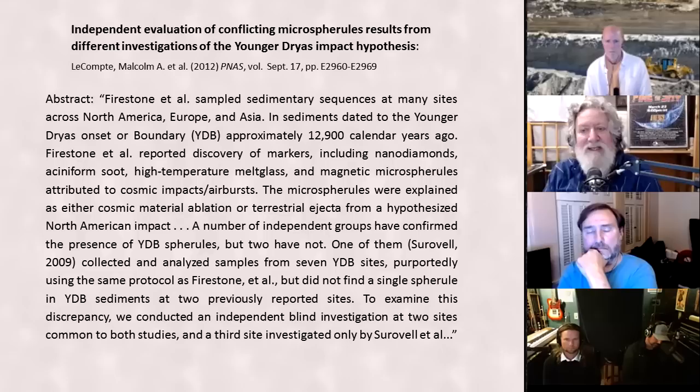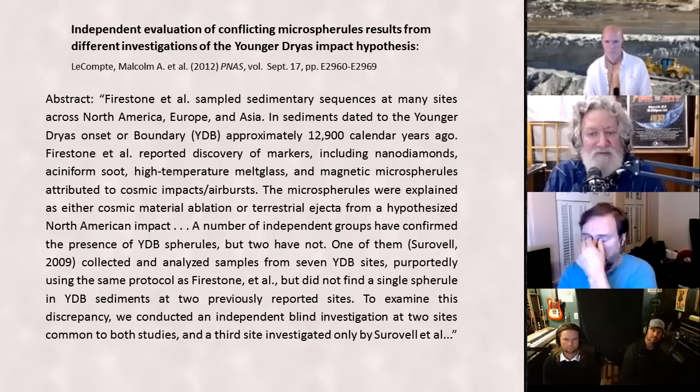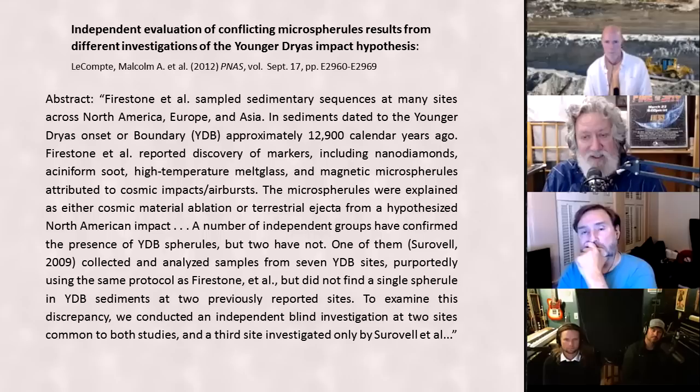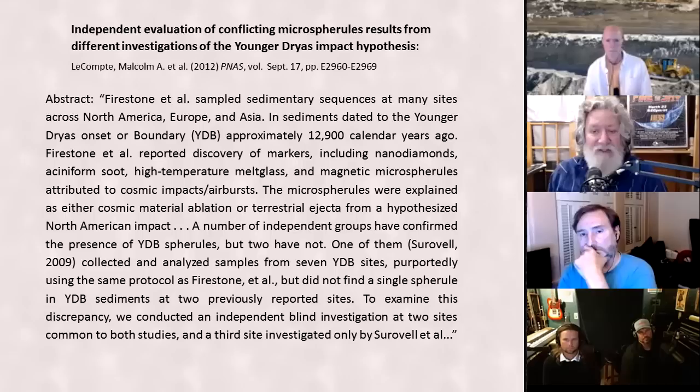The microspherules were explained as either cosmic material ablation or terrestrial ejecta from a hypothesized North American impact that initiated the abrupt Younger Dryas cooling. It contributed to megafaunal extinctions and triggered human cultural shifts and population declines. A number of independent groups have confirmed the presence of Younger Dryas boundary spherules, but two have not. One of them, Surovell et al., which we have been talking about, collected and analyzed samples from seven Younger Dryas boundary sites, purportedly using the same protocol as Firestone, but did not find a single spherule in Younger Dryas boundary sediments at two previously reported sites.